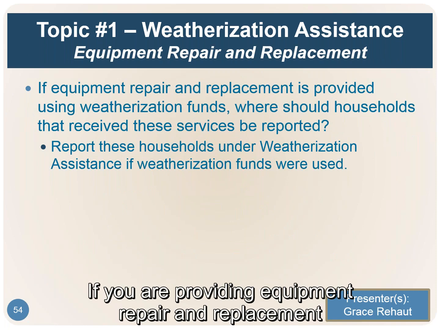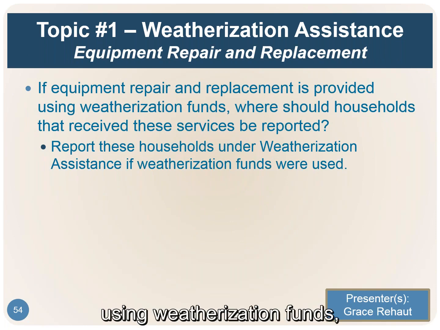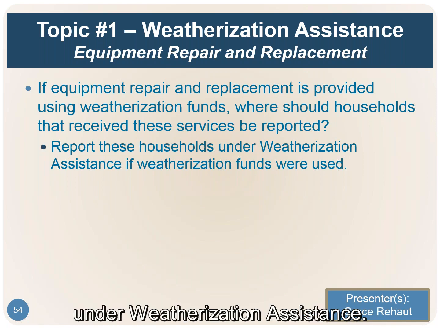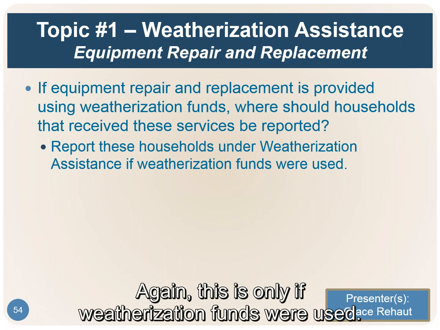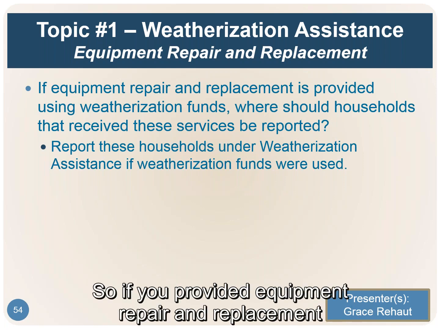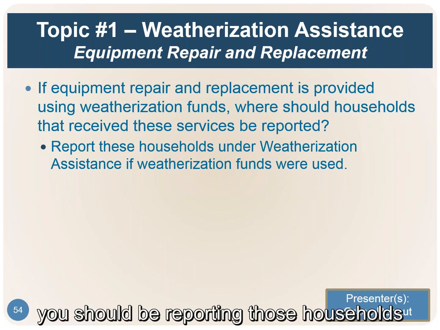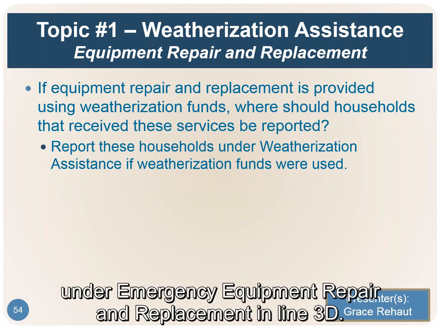If you are providing equipment repair and replacement using weatherization funds, you should be reporting those households under weatherization assistance. Again, this is only if weatherization funds were used. So if you provided equipment repair and replacement using crisis funds, you should be reporting those households under emergency equipment repair and replacement in line 3D.